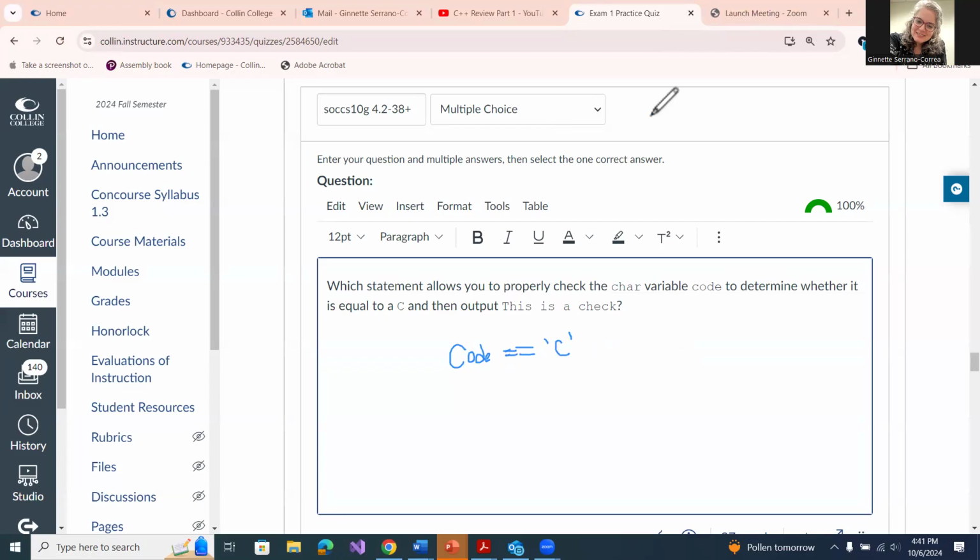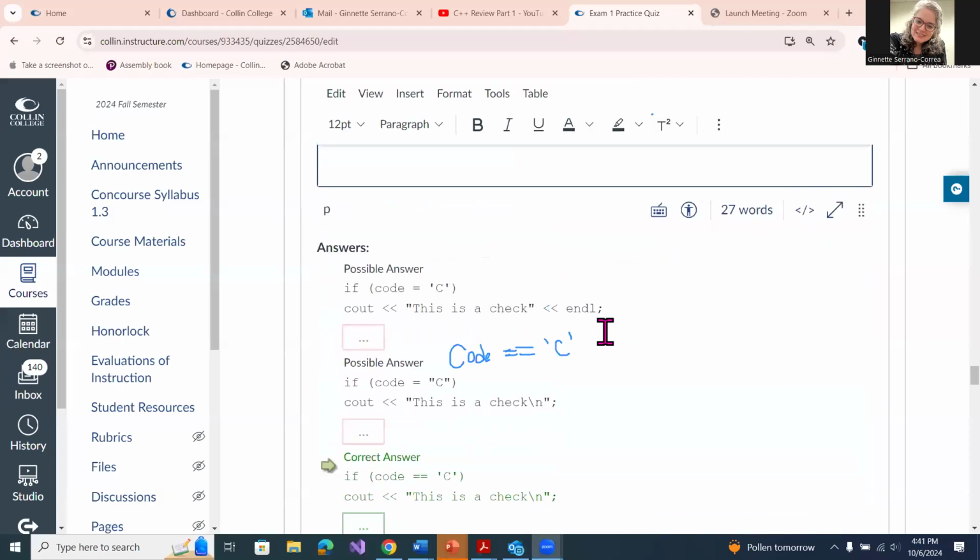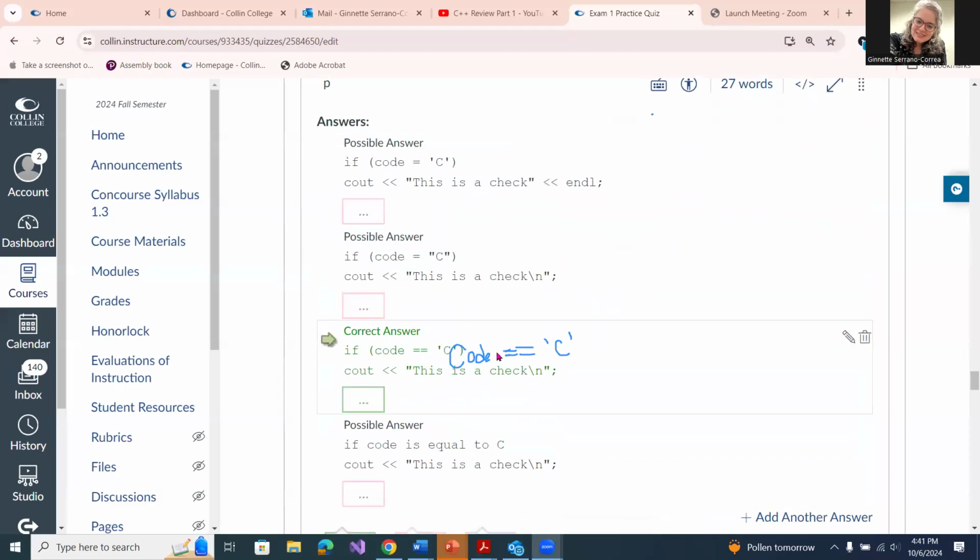So that would be this one right here. So this one, if code equals to, this one only has 1 equal sign. This one has the double quote, so that makes it wrong. And then this is not even C++.